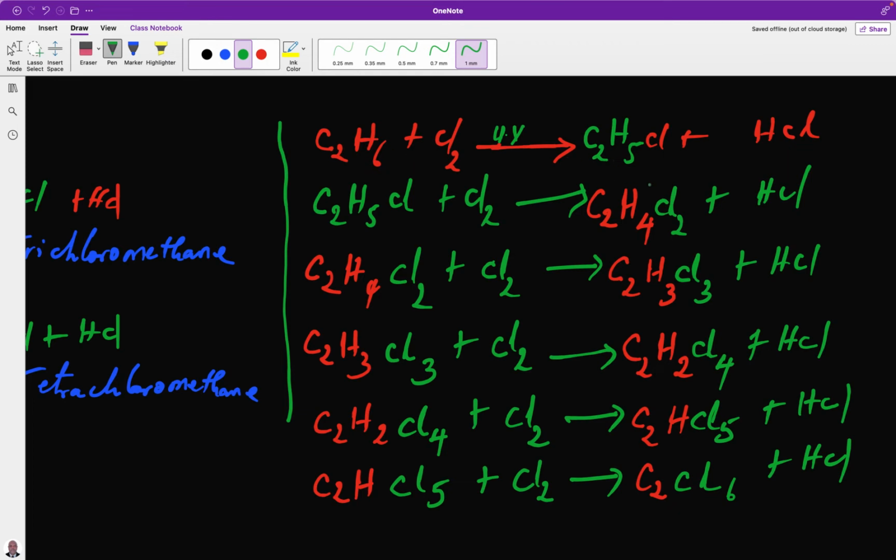When one hydrogen is substituted, we have C2H5Cl plus HCl, and this is called what? We call it chloroethane. Now, this chloroethane comes here and reacts with a molecule of chlorine to form C2H4Cl2 plus hydrogen chloride. And in that case, we call this dichloroethane.